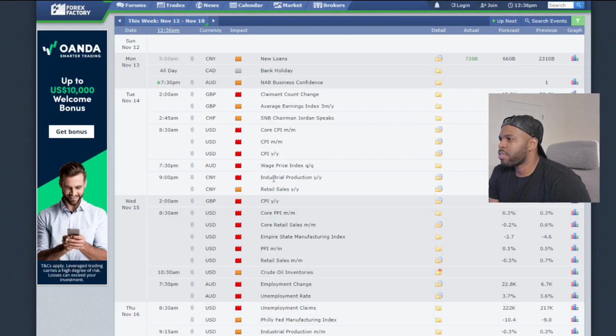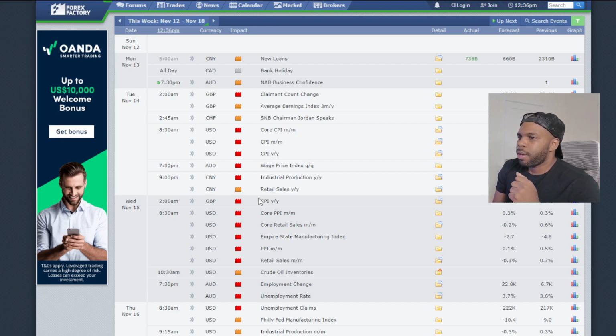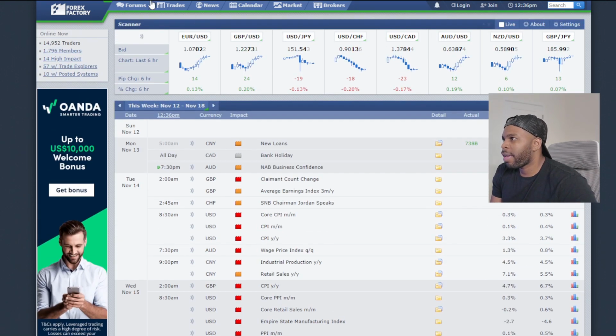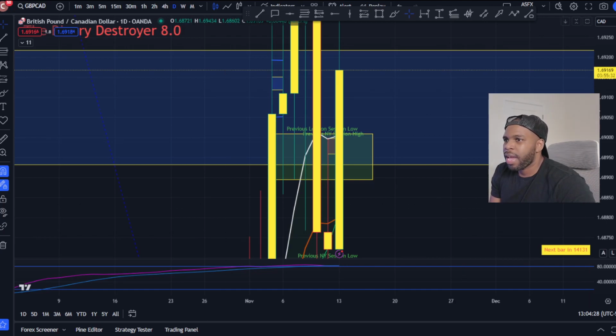Let me see if there's any GBP CAD news. Okay, so Wednesday there's some CPI data that's coming out for the pound. Wednesday at 2 a.m. So maybe if that data comes out lower than expected, it can push the pound to the downside. But if that CPI data comes out higher than expected and the previous, that's gonna make the pound go to the upside. All right, so pay attention to that. But these are the pairs that I am looking at.